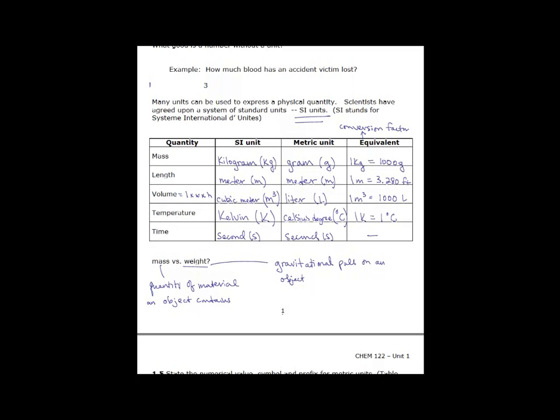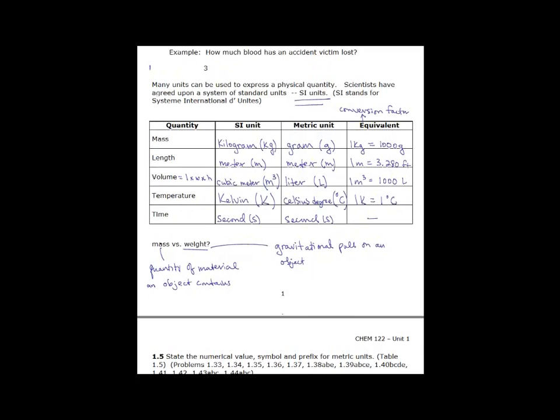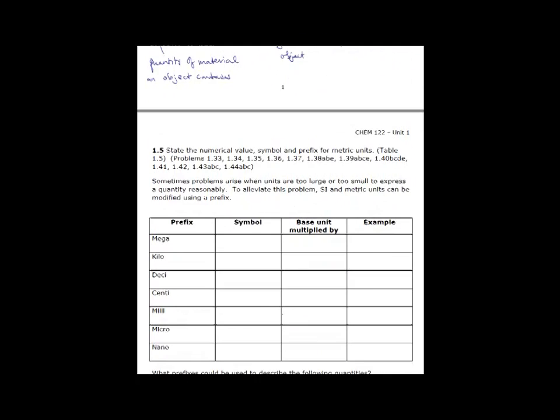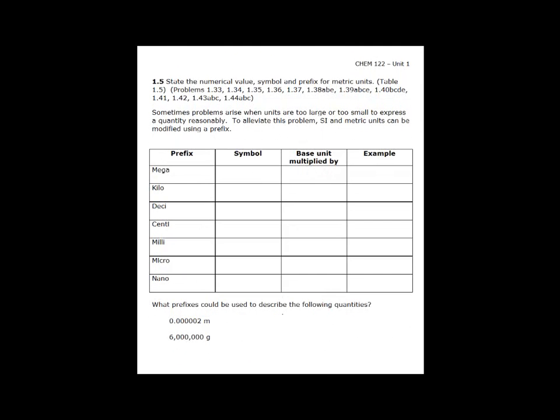Okay, so for these units that we've discussed, you should be familiar with the SI and metric units for these quantities. The conversion factors we will go over a little bit later on, so don't worry about trying to memorize those, but do be familiar with what units are used for the SI and the metric units. So moving on, we are going to learn about prefixes for metric units.